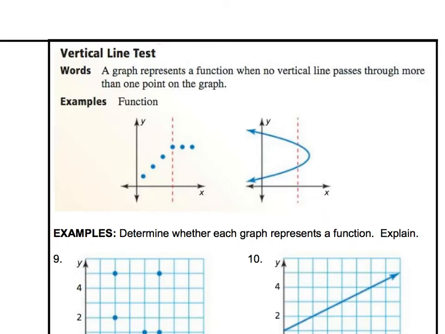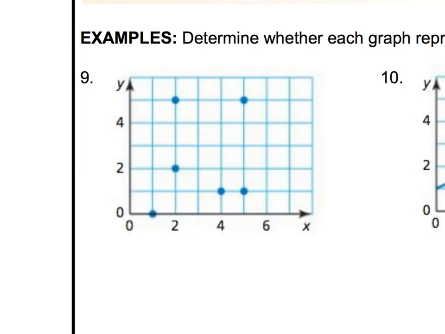So we're going to draw vertical lines. You can draw multiple every time. If I draw a vertical line through where we have a 1, so right here, the graph is these points. How many times did it hit the graph? Once. Okay, let's do another one.